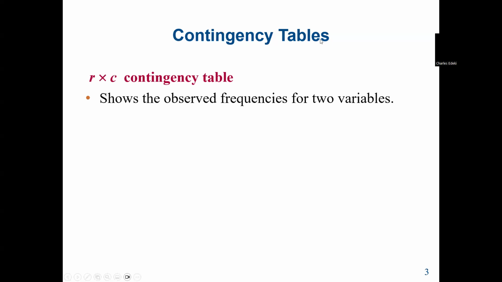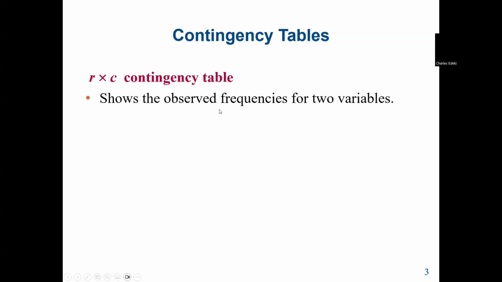So we start with the contingency table. Normally a table consists of rows and columns. We are assuming R means rows and C means columns, and that will be the size of the table. Same concept as a matrix. The size of a matrix in mathematics is the number of rows by the number of columns. So here we say R by C contingency table. Again, R represents the rows and C represents the columns.